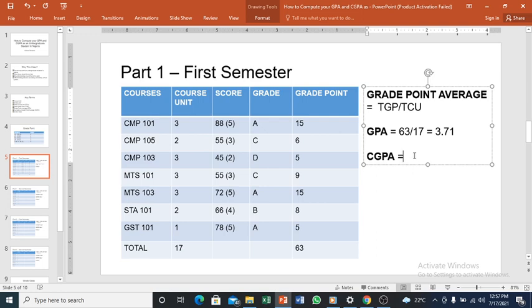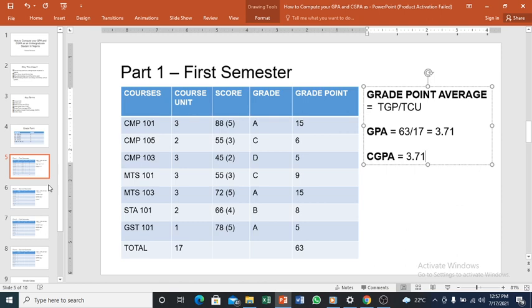Now, because this is the first result we are computing for this student, his GPA is 3.71. His cumulative GPA is also 3.71. So I hope you understand and I hope you really, really get that.